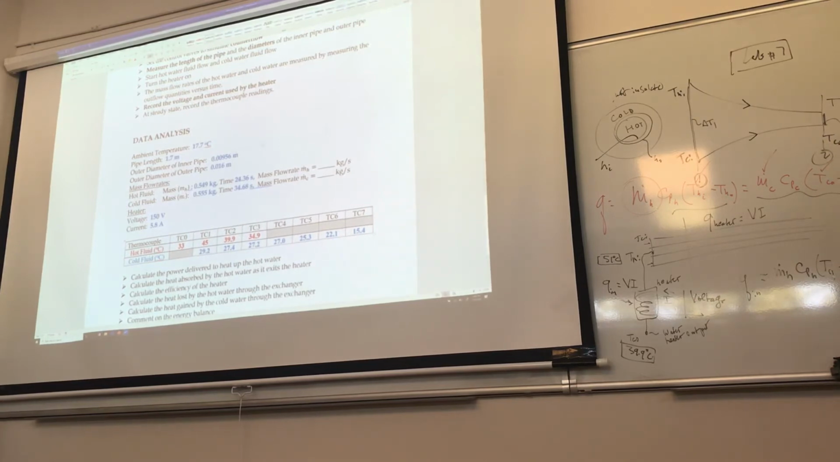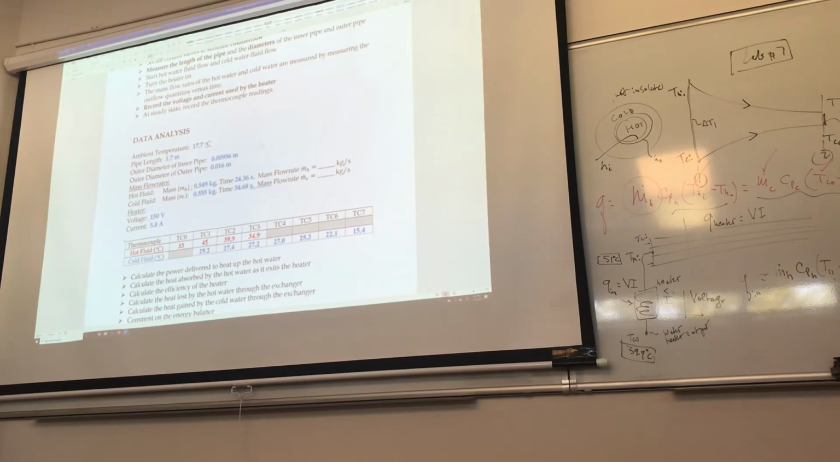But in any case, the temperature was 33, but then after the heater, we were able to push that temperature up to 45 degrees. And you know what's going to happen? The second temperature is kind of right in the middle, so it's going to be 39.9, and then it goes down to 34.9.